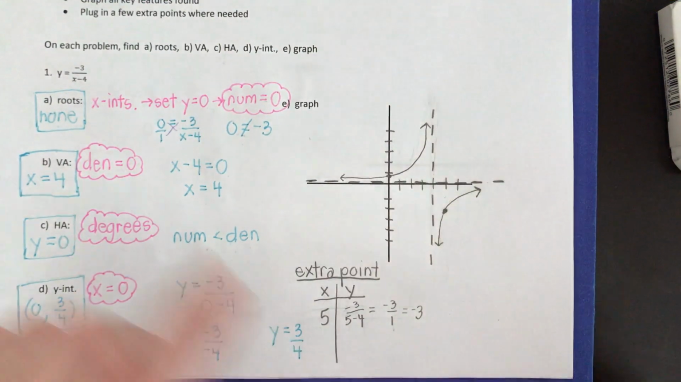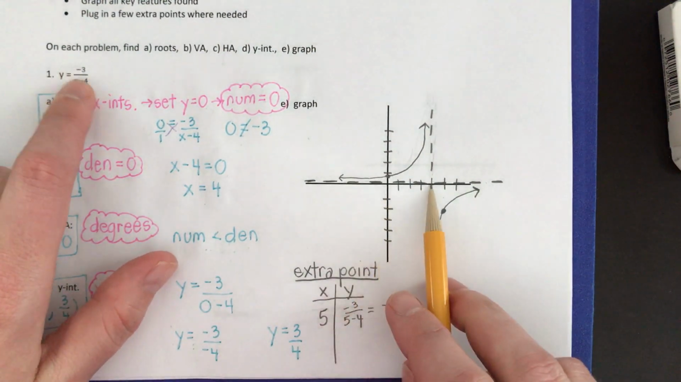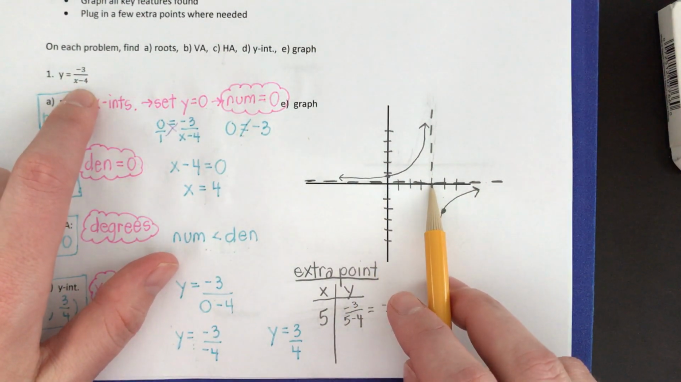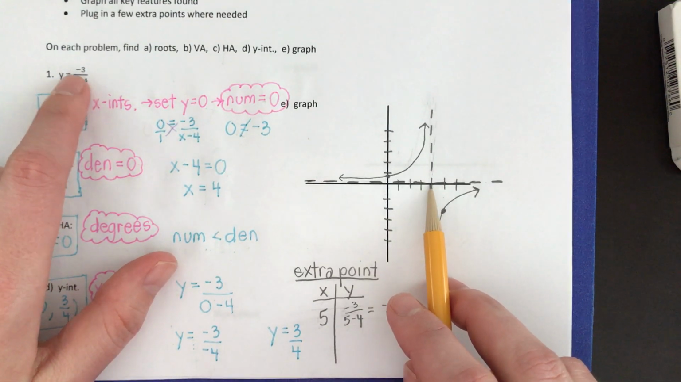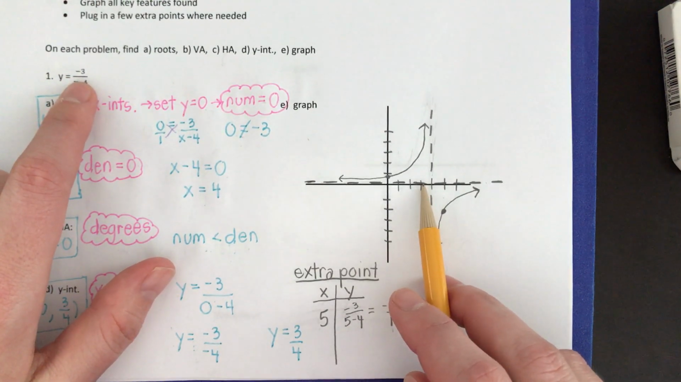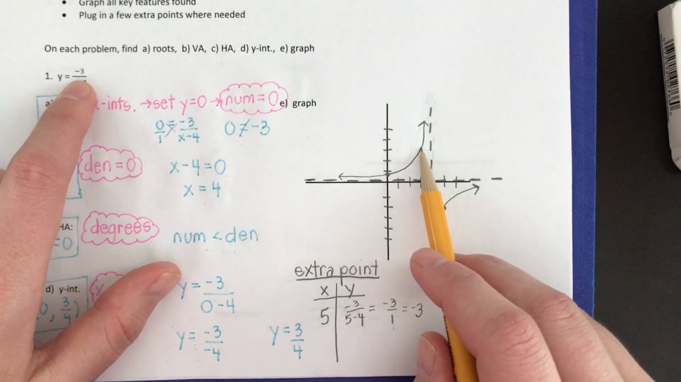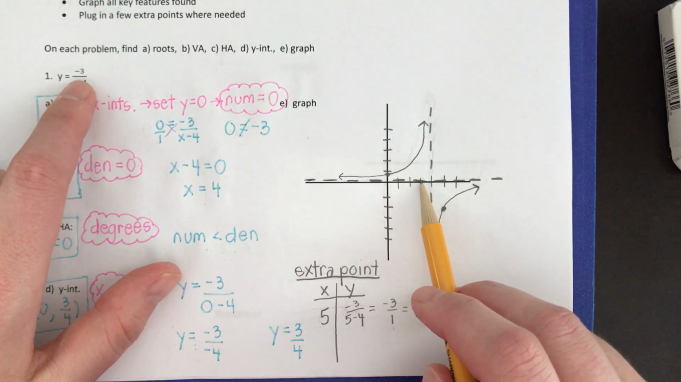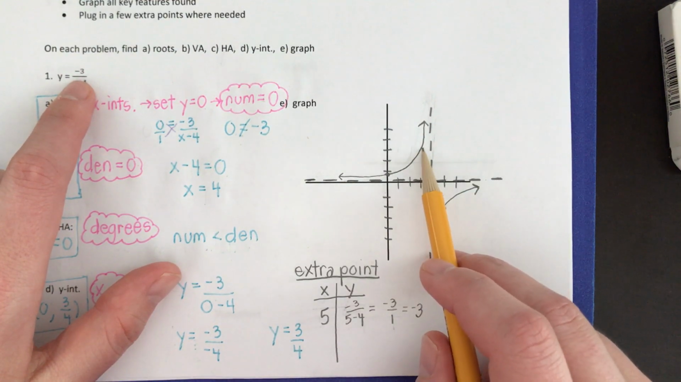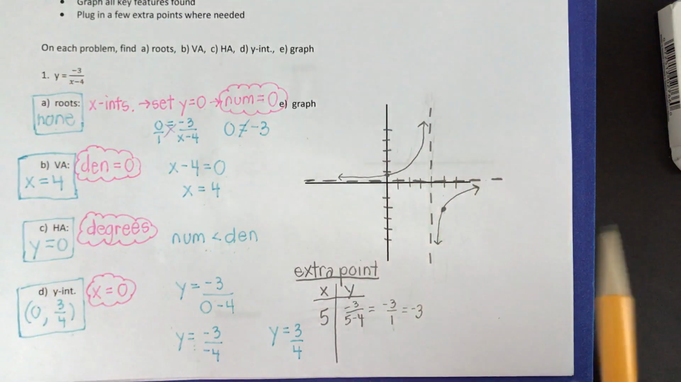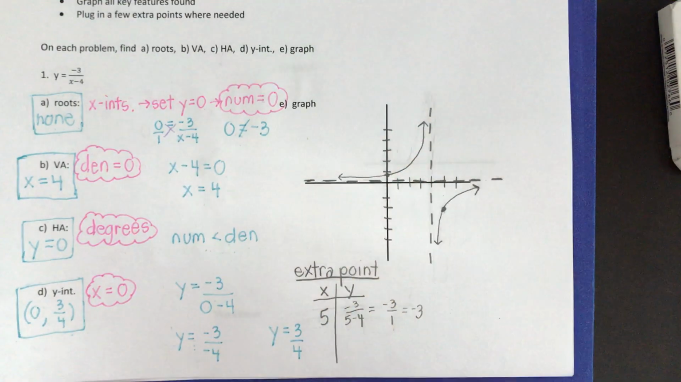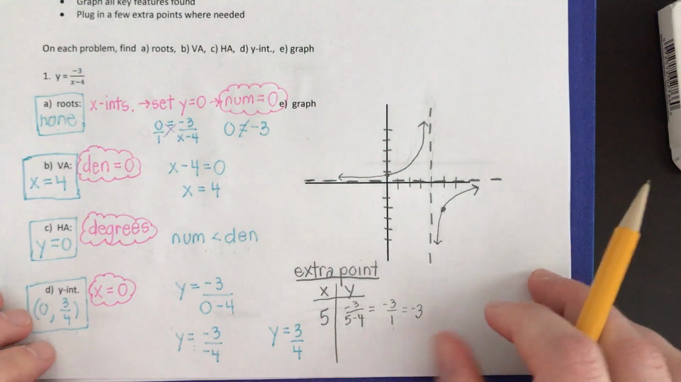So this definitely verifies that this is my rational parent function shifted right 4, reflected over the x-axis, and vertically stretched by 3. I can see that here clearly. Here, I don't have that point. I could plug in 3 for x and find out for sure that the y value is 3, but this is enough. Okay, so now that was an easy starter.